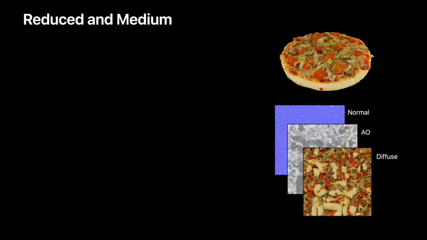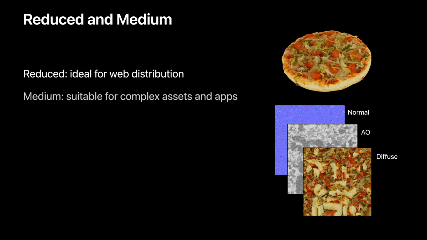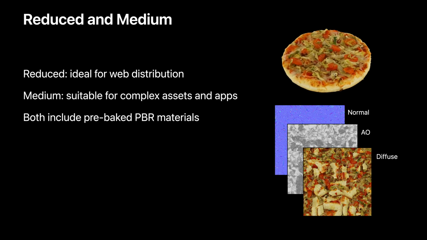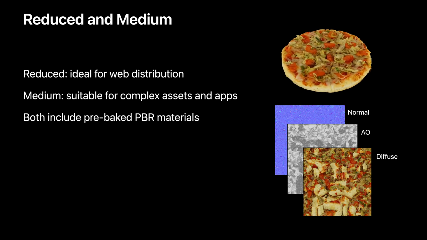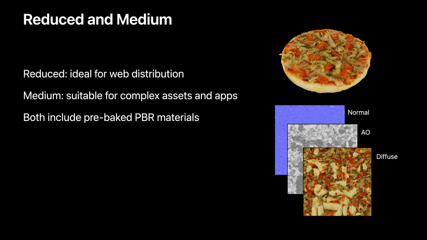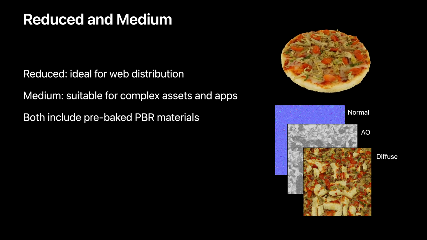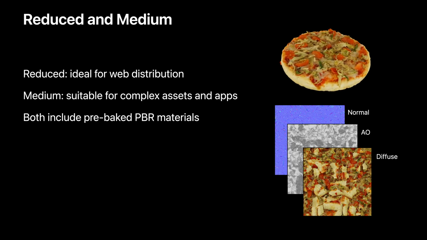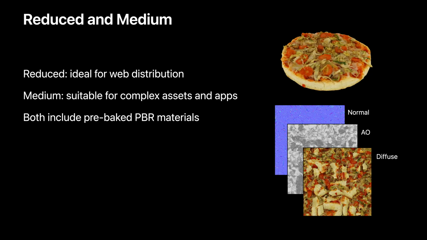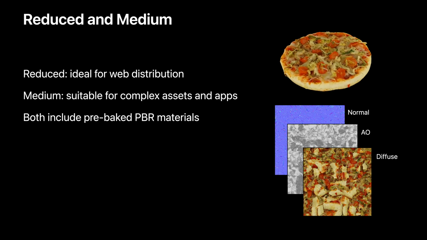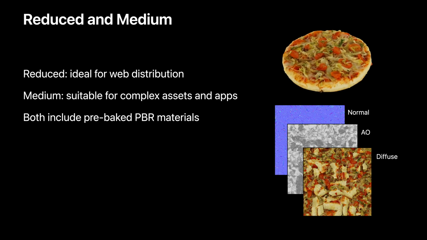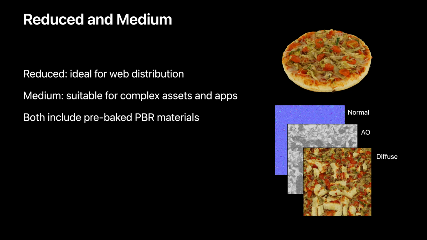Reduced and medium detail levels are best for content that you wish to display on the internet or mobile device. In this instance, object capture will compress the geometric and material information from the raw result down to a level that will be appropriate for display in AR apps or through AR Quick Look. Both detail levels, reduced and medium, contain the diffuse, normal, and ambient occlusion PBR material channels.